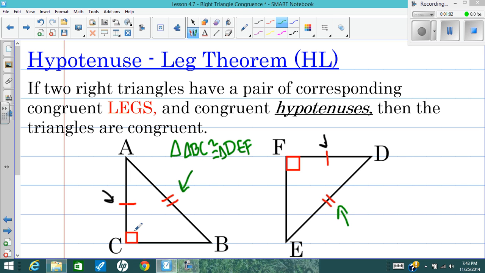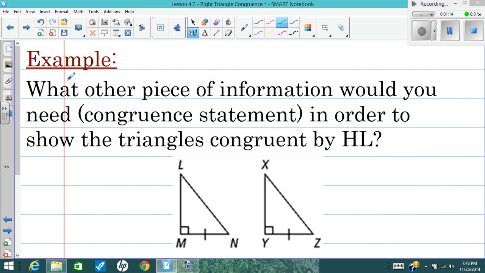We know that because they're right triangles, as shown by these two symbols in the corner, and then I have a pair of corresponding legs and a pair of hypotenuses congruent. So similar to what we did in the last lesson where we talked about the other four theorems, we can find out which piece of information we would need to show these two triangles congruent by hypotenuse leg. So we can look at what we have.